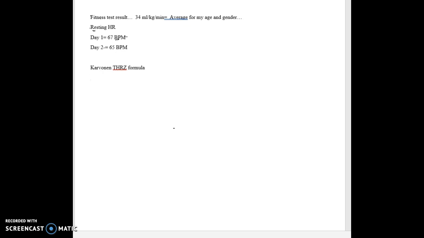The first step you need to do with the Karvonen method is to have your resting heart rate recorded for at least 2 days. You can do 3 days, but we did 2 days. I asked you to record those down, and then you take the average of those. Let's just say that my resting heart rate was 67 beats one day and 65 beats the next day. So we now know that my average heart rate would be 66, right? So my average heart rate is 66.